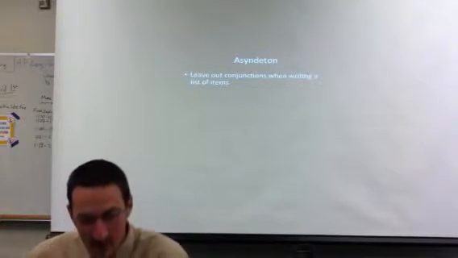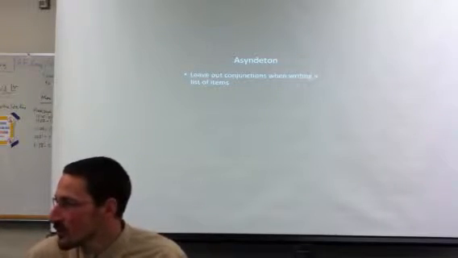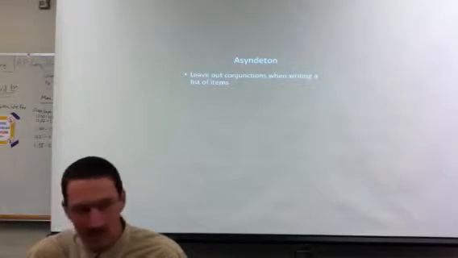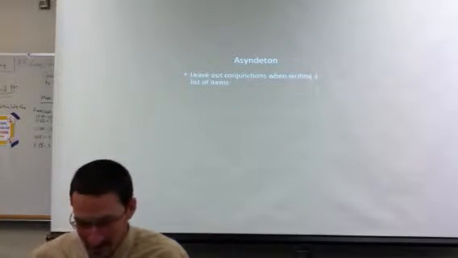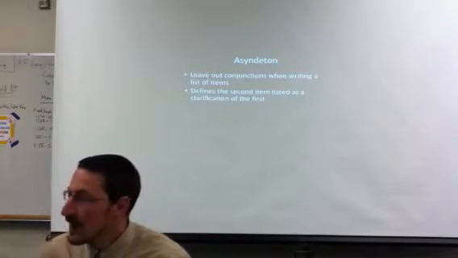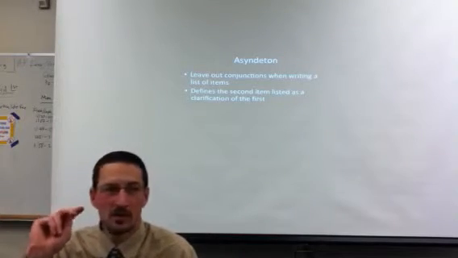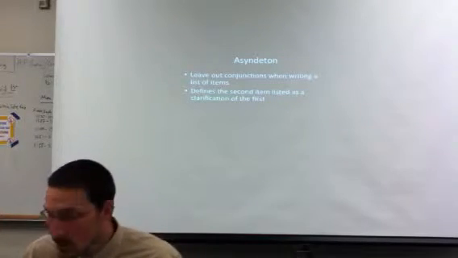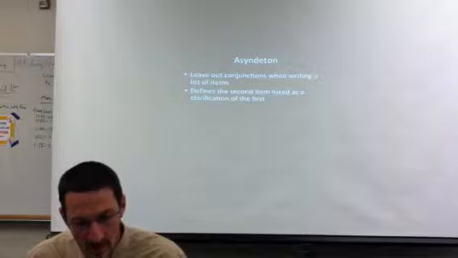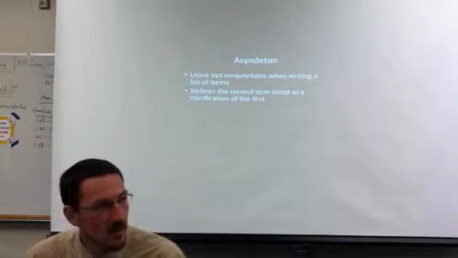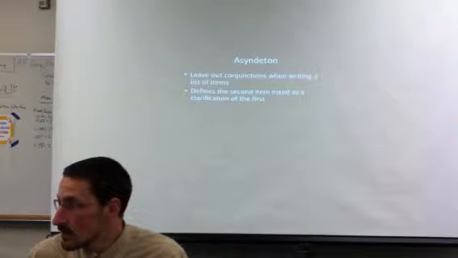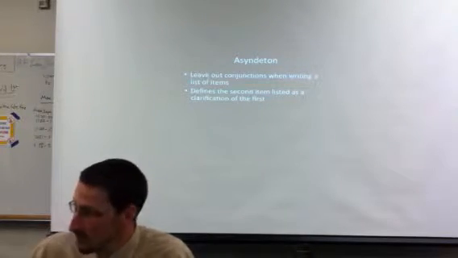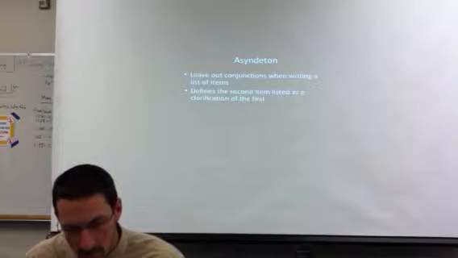Okay. This is when you leave out conjunctions when you're writing a list of items. You just don't use them. It can be used when you just have two things that you're talking about, where the second item is listed as a clarification of the first item. So you have two. I'll give you some examples, which will help you to understand it a little bit better.